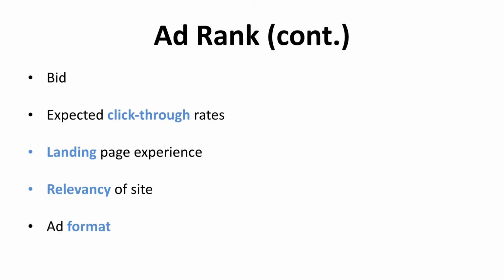Ad format is how you present your information to the users, such as the phone numbers, side links, website's domain, and the other headlines. This is all the factors Google will look at under the ad format category.